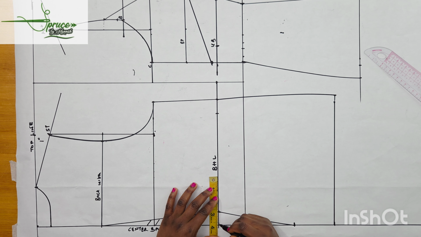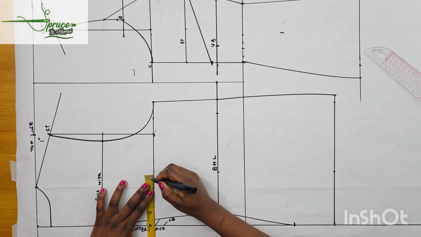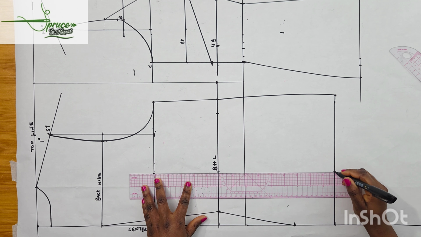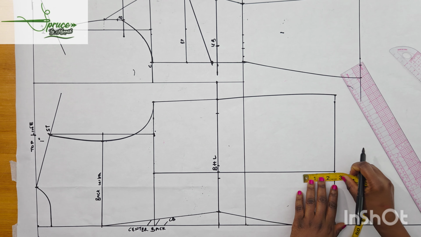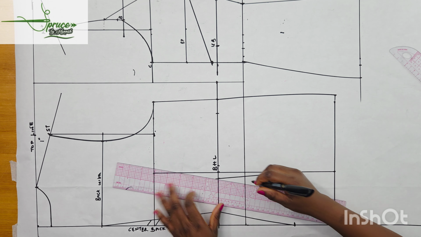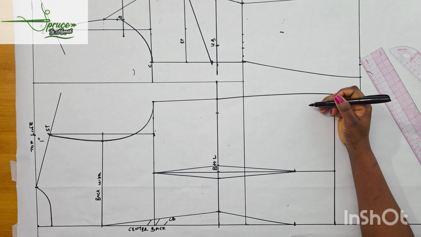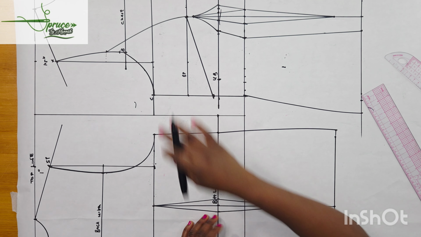Now measure your bust span measurement and add 0.5 inches and rule a straight line. This is where we're going to input our dart legs. The dart is going to be 0.5 inches on each side. Go up by 3 inches and reconnect the dart legs. We are done for the back, and this is all about the back. You can also decide to shape the hem as you like, but I'm going to be leaving it this way.